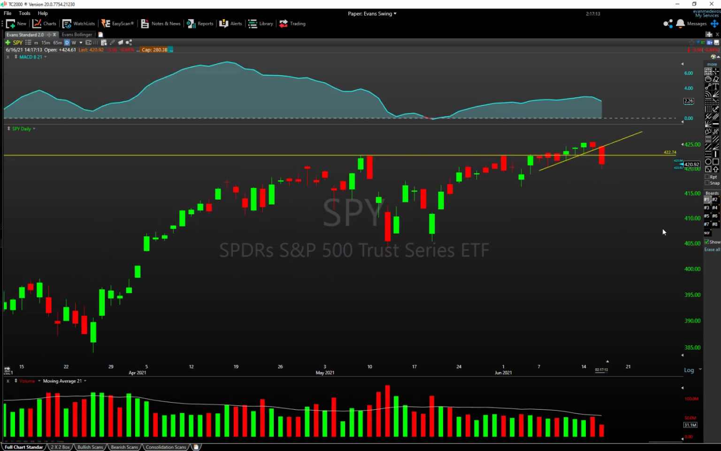So I'm paying attention to this. Again, it's a short-term development. It doesn't speak to anything on the intermediate term basis. Everything is still healthy in uptrends on the intermediate and long term. We are just highlighting this short-term breakout.